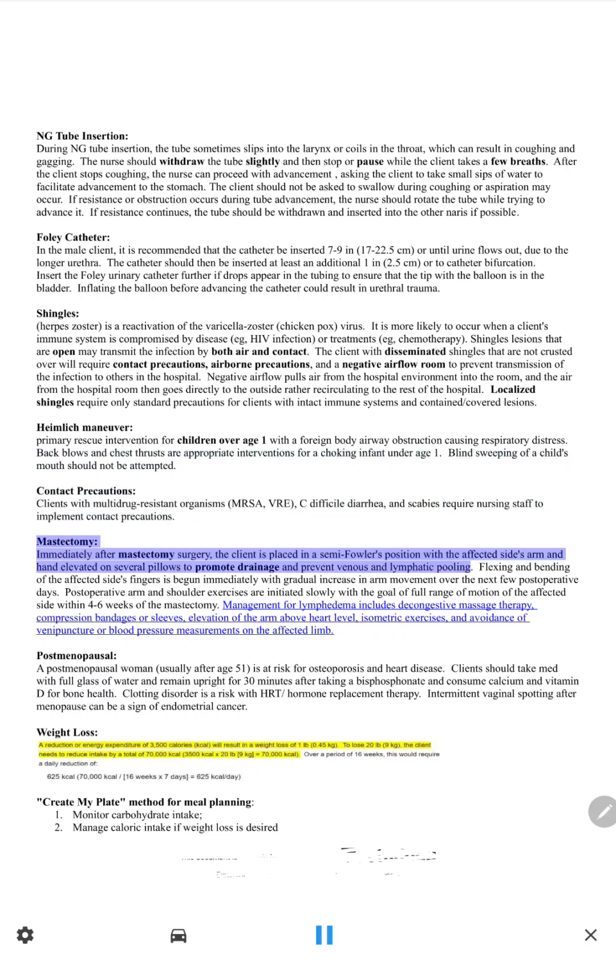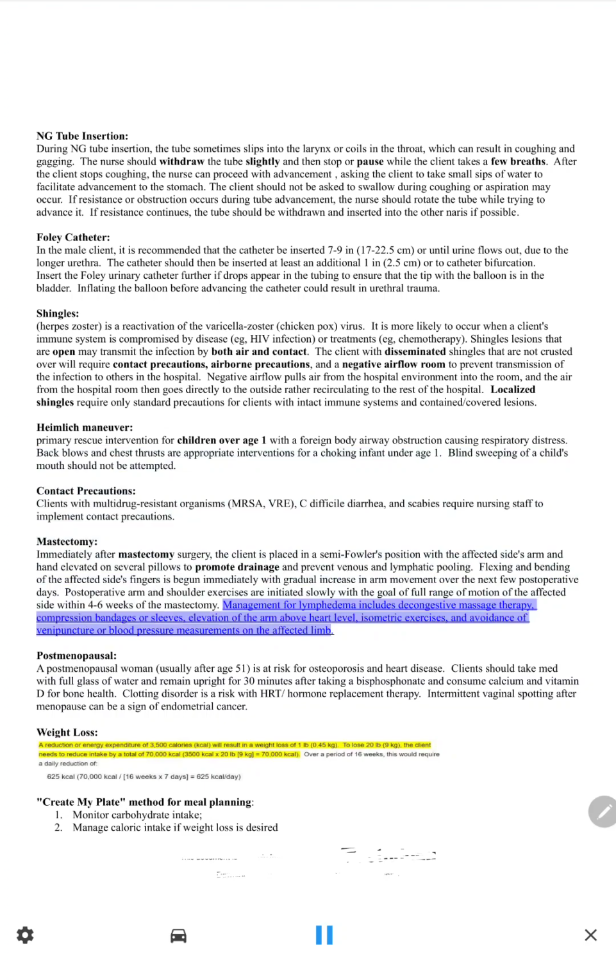Mastectomy. Immediately after mastectomy surgery, the client is placed in a semi-Fowler's position with the affected side's arm and hand elevated on several pillows to promote drainage and prevent venous and lymphatic pooling. Flexing and bending of the affected side's fingers is begun immediately with gradual increase in arm movement over the next few postoperative days. Postoperative arm and shoulder exercises are initiated slowly with the goal of full range of motion of the affected side within 4 to 6 weeks of the mastectomy.